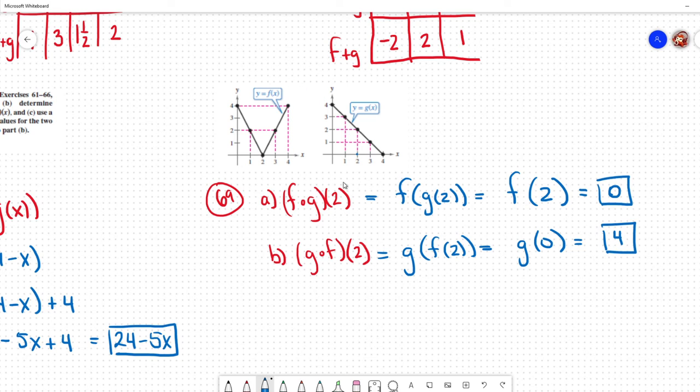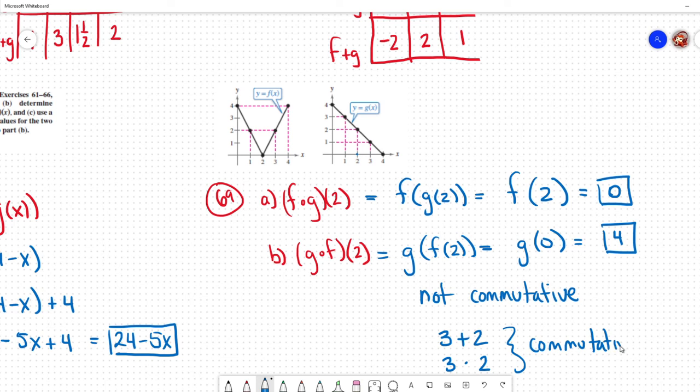So as I said in the videos with compositions of functions, compositions are not commutative, meaning we cannot just switch the order around and get the same answer. It's not going to work. Things like addition, okay, multiplication, those are commutative functions.